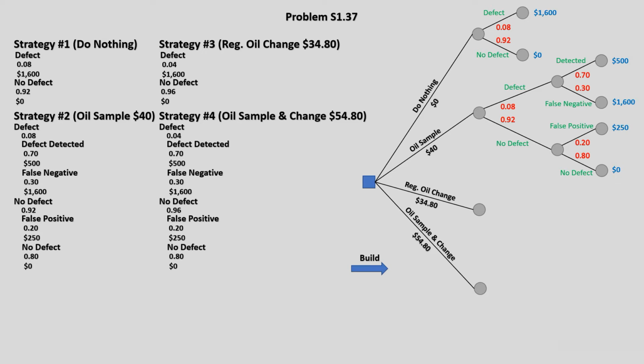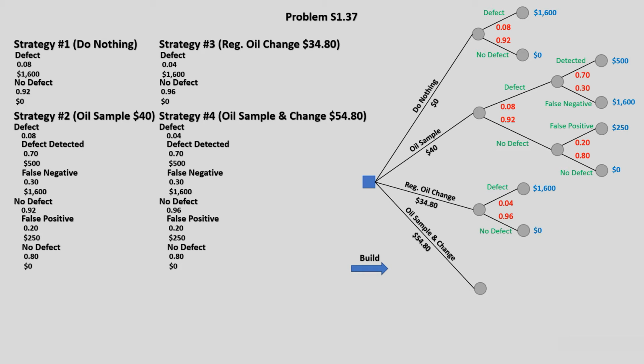Let's go down to strategy 3, regular oil change. There are 2 states of nature. 1, a defect is present. 2, no defect is present. They both have their respective probabilities, as mentioned before, and at the end, there's a cost. If a defect is present, it's going to cost you $1,600. If no defect is present, it's going to be $0.